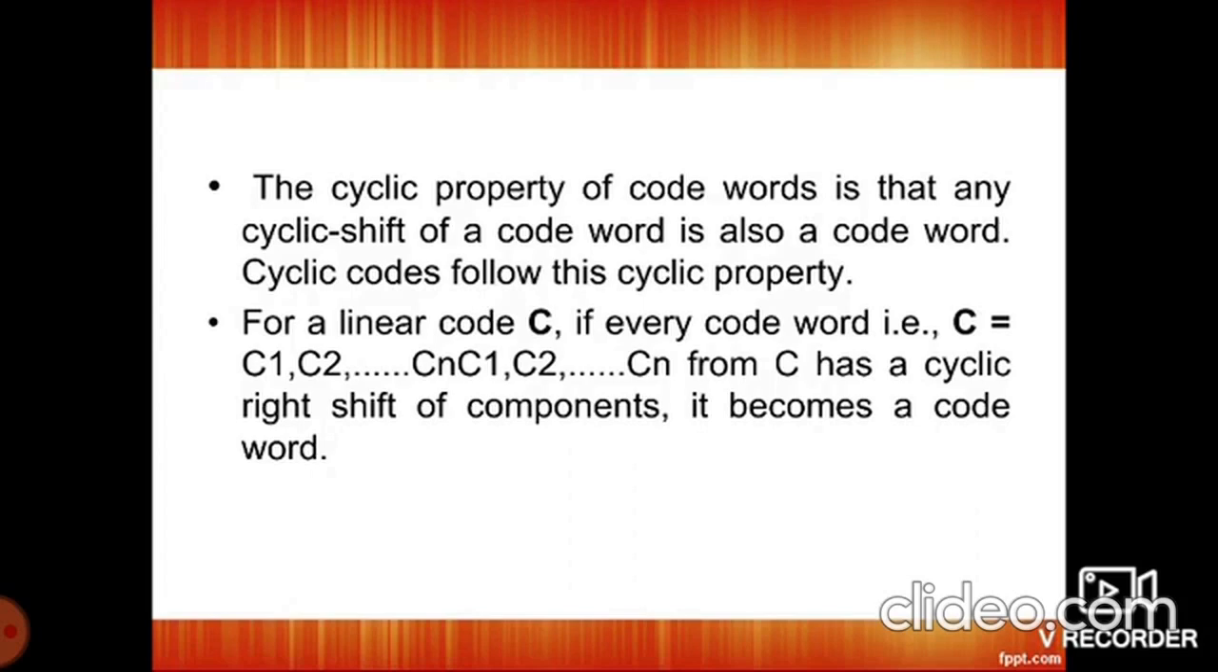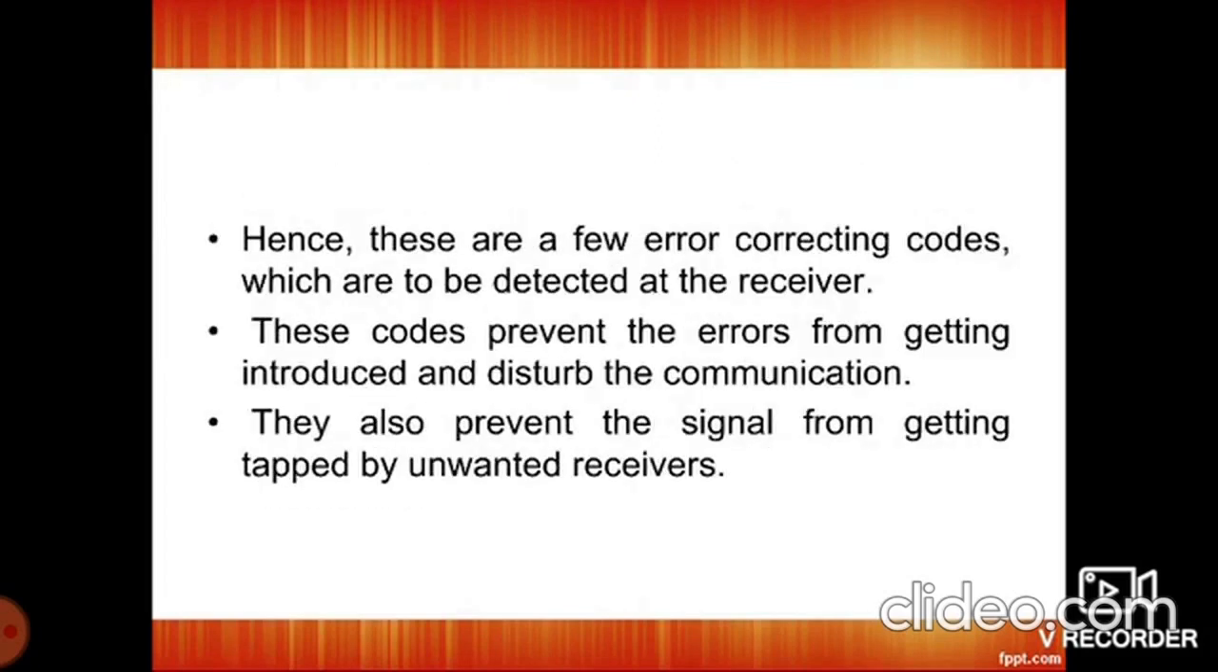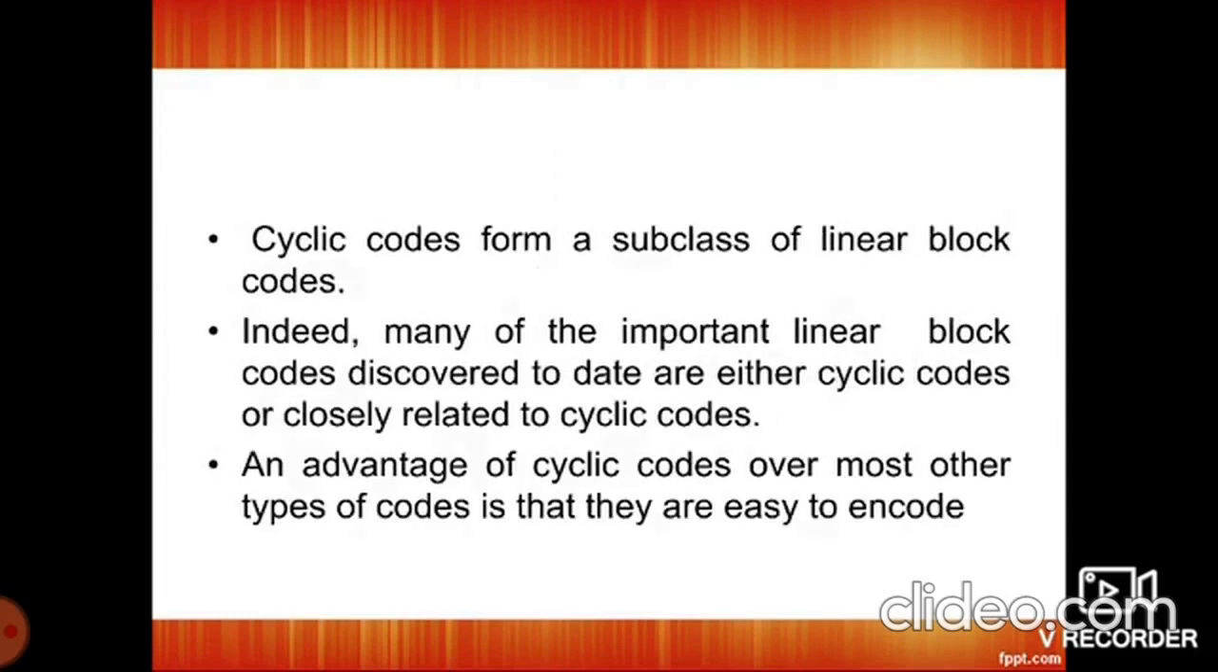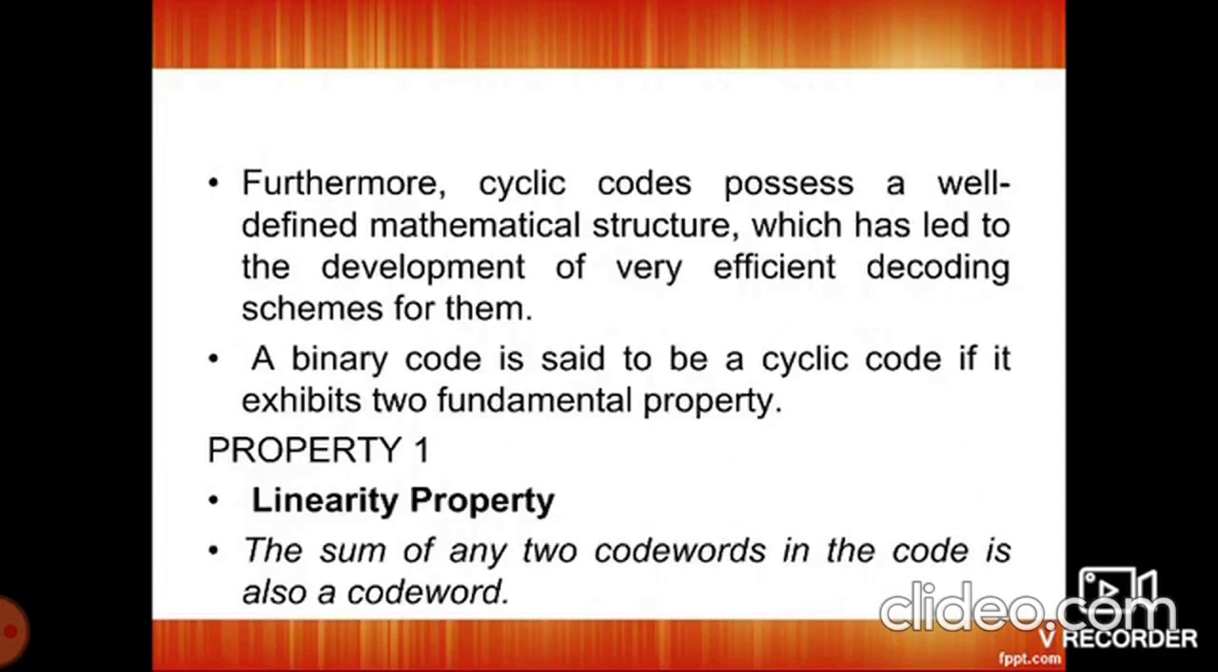In systematic form, check bits are calculated separately, and the code vector is X equals m combined with c, where m is the message bits and c represents the check bits. The definition of cyclic codes: a linear block code is said to be a cyclic code if every cyclic shift of a code vector produces another code vector. Cyclic codes form a subclass of linear block codes, and their advantage is that they are the most widely used codes and are very easy to encode.